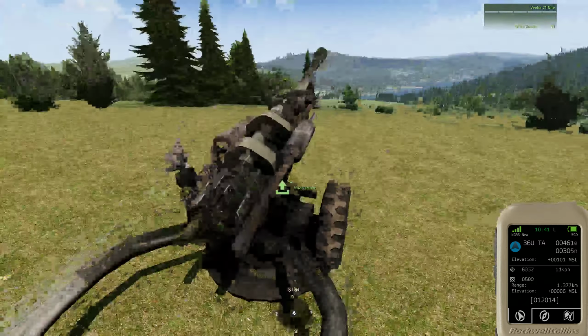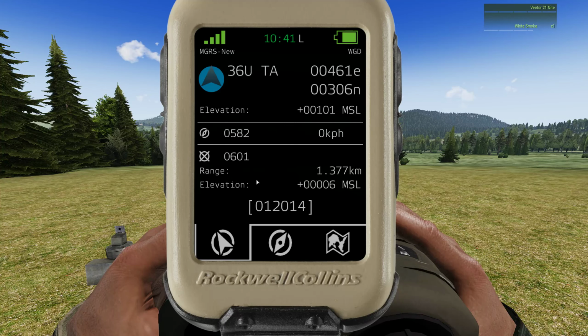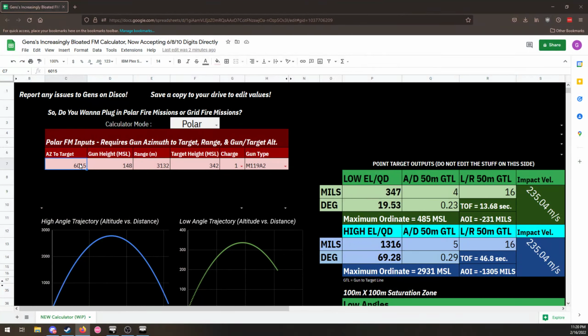Let's go ahead and get next to the gun before we shoot this. We can see that we've got this here, which is our heading to the target. The range is our horizontal distance to the target as if it were on a level plane. And the elevation of the target is just its height, right? So we can take these as our inputs. First we got 601 as our azimuth to target. So we'll go over here, and AZ to target is going to be 601.